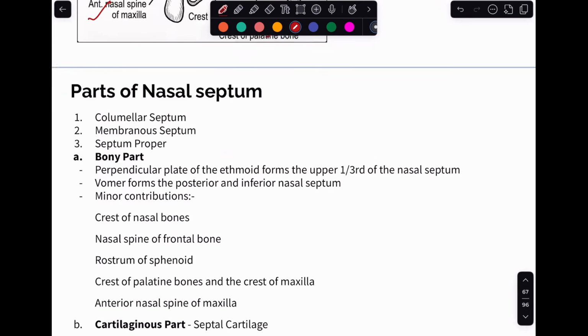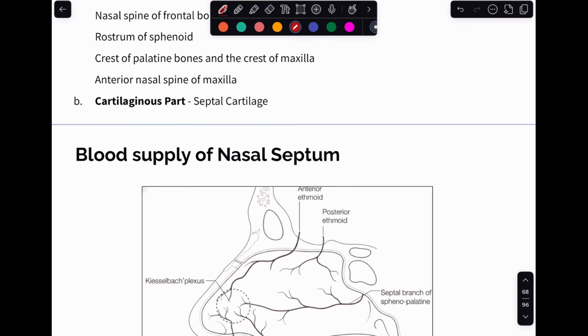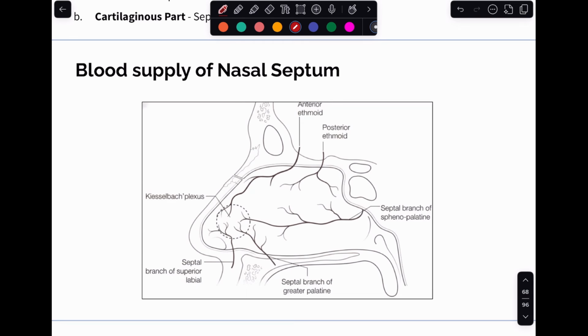The next question related to anatomy is, what is the blood supply of the nasal septum? There is a very structured way of approaching this, and that way it will also be very easy for you to remember. Broadly, we have supply coming from the internal carotid artery system, and supply coming from the external carotid artery system. First, let's talk about the ones coming from the internal carotid artery system.